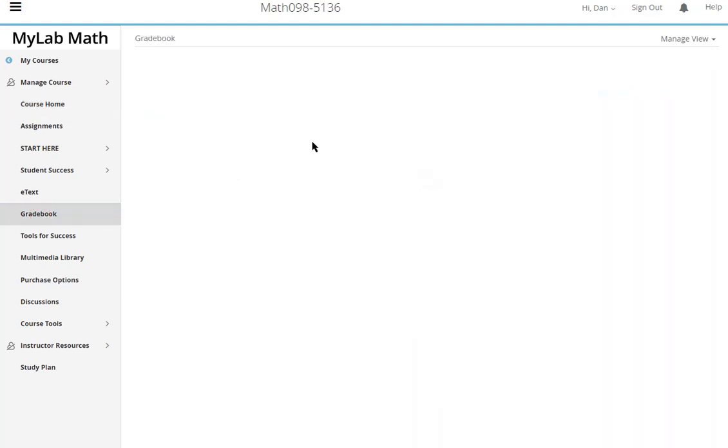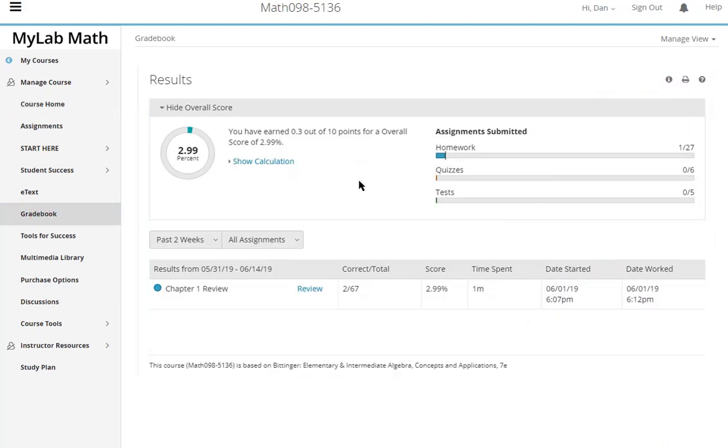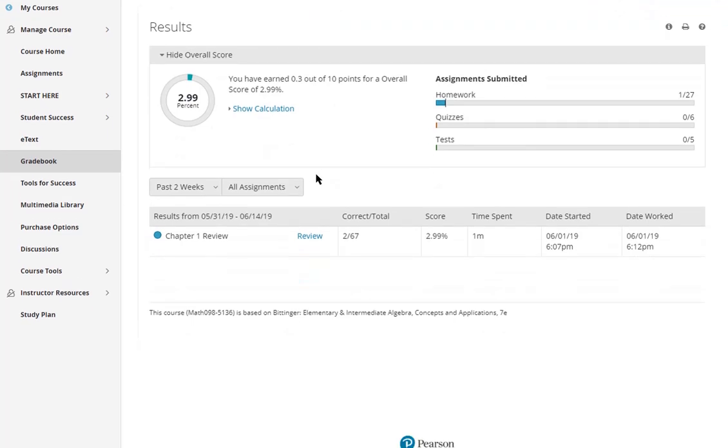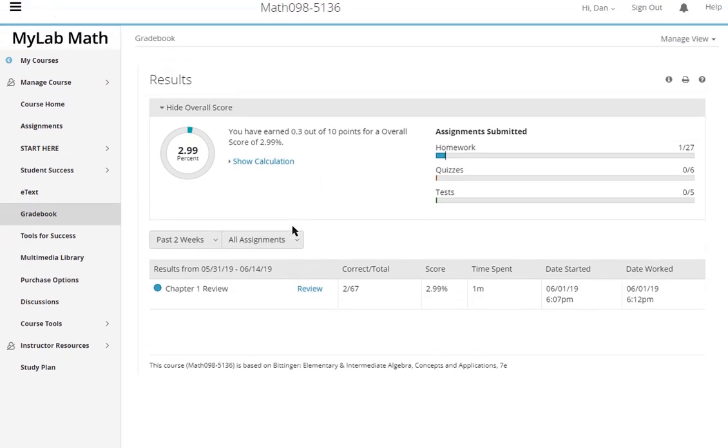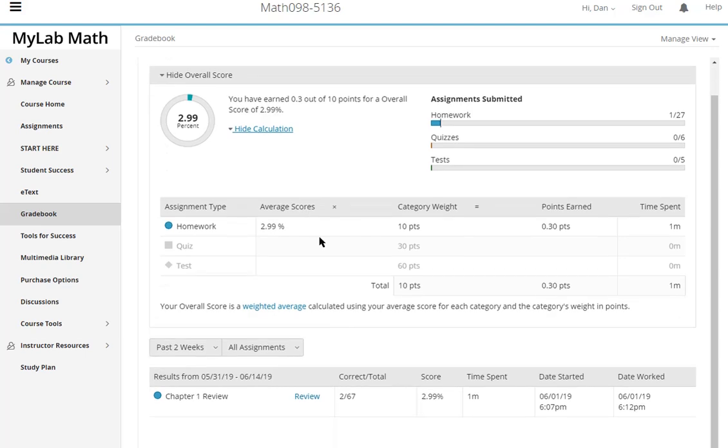This is your grade book, so I can see how I'm doing for all assignments and or just homework and so on. Also, this show calculation is a good thing to look at. It really illustrates how the weighting of the class goes.